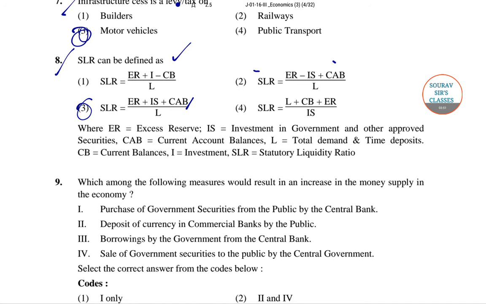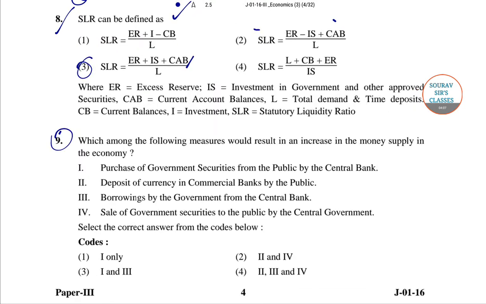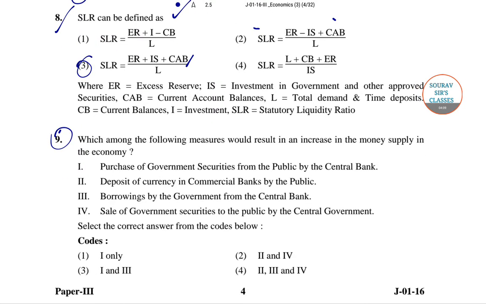Now the next question is question number 9. In question number 9 it is given, which among the following measures would result in increase in the money supply in the economy? Purchase of government securities from public by central bank, deposit of currency in commercial banks by public, borrowings by government from the central bank, and sale of government securities to the public by central bank.